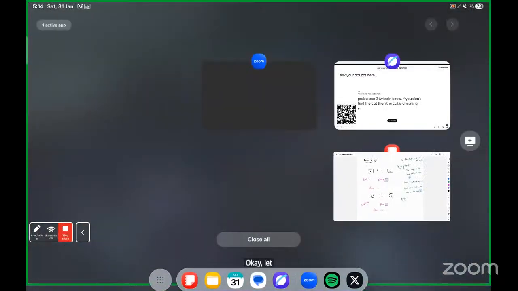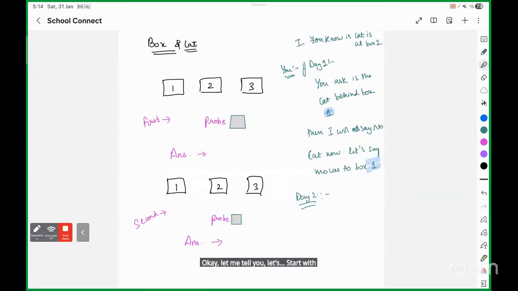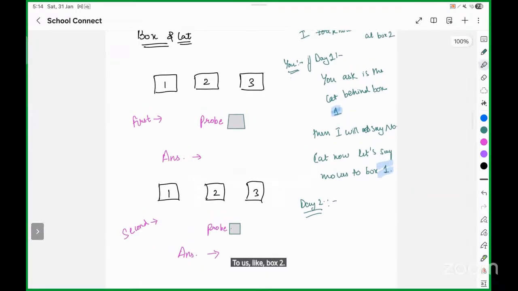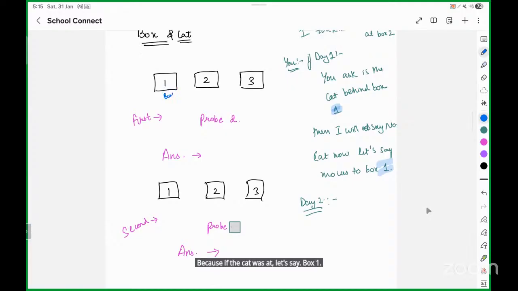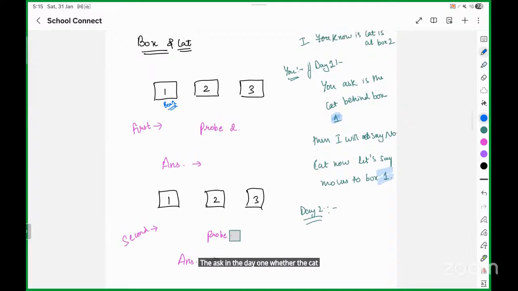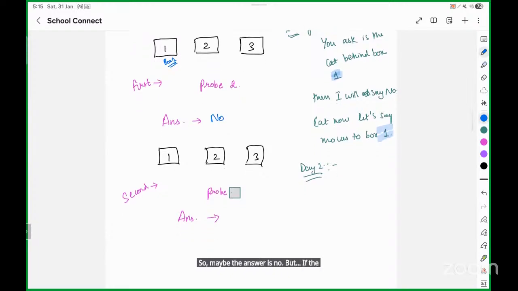Okay, let's start with the answer which is given to us, box 2. The person who guessed is right. You will ask box 2, because if the cat was at, let's say, box 1 or box 3, in any case, you ask on day 1 whether the cat is behind box 2 or not. Maybe the answer is no. But if the cat was at box 1, then the cat has only the option to go to box 2, right? And if the cat is at box 3, then the only option is again box 2.